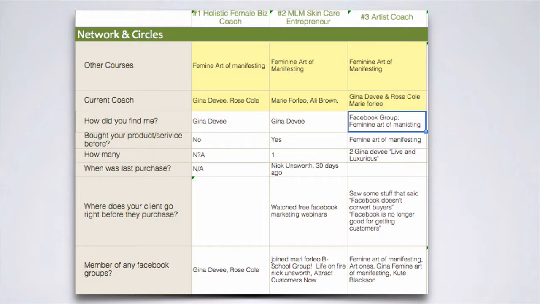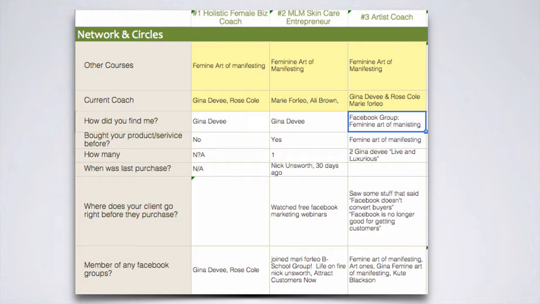For example, I interviewed a lot of my customers and I said, hey, when it comes to marketing and growing your business, what other courses have you purchased? A lot of people answered the same thing: the feminine art of manifesting. And I said, oh, who teaches that? Well, it's someone named Gina DeVee. And I found out I was 2 degrees of separation from Gina DeVee.